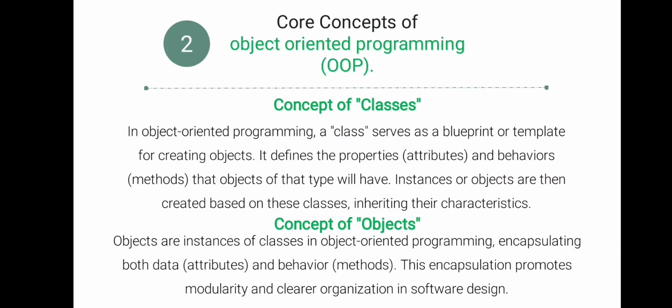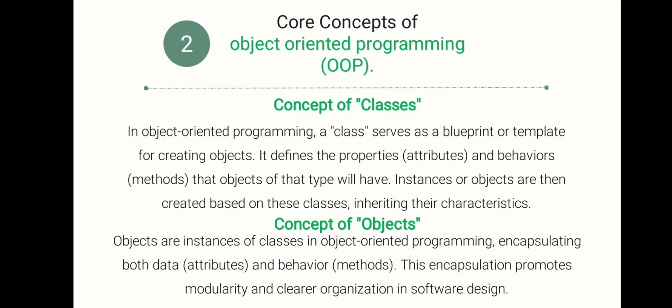The second content will be the core concepts of object-oriented programming or OOP. So the first concept is classes. A class serves as a blueprint or template for creating objects. It defines the properties or attributes and behaviors or methods that objects of the type will have. Instances or objects are then created based on these classes, inheriting their characteristics.